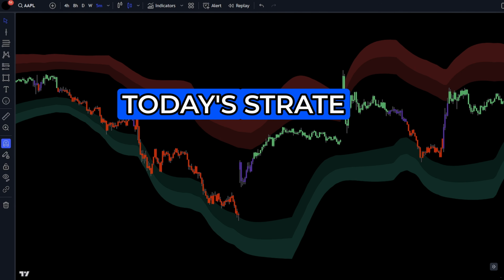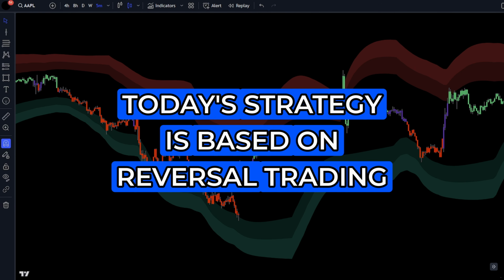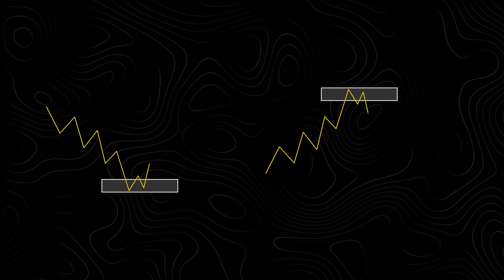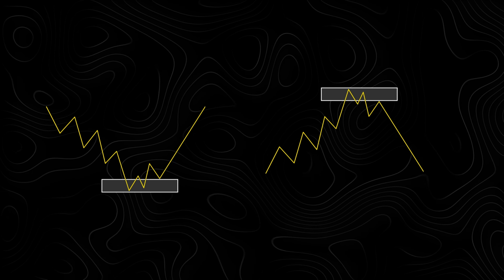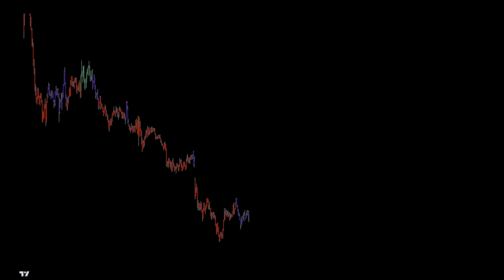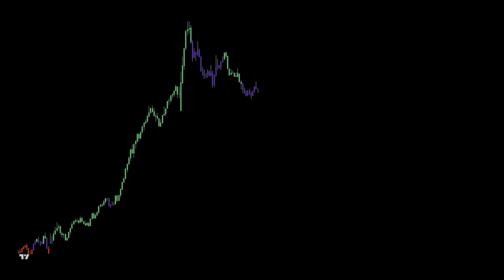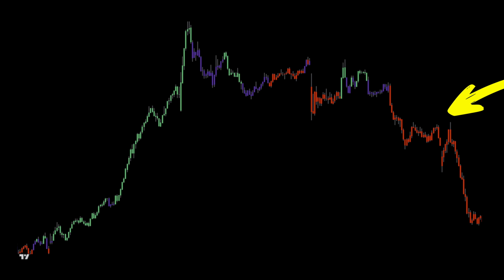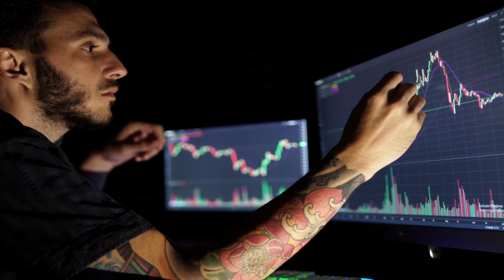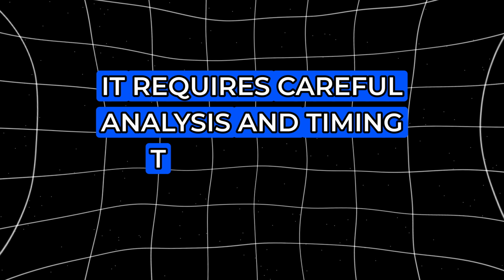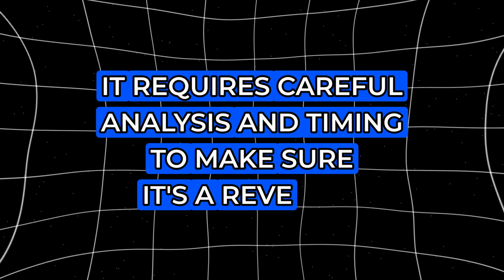Today, I'm excited to share a powerful strategy based on reversal trading. If you're not familiar with reversals, it's a technique where you enter the market when you anticipate a complete change in the prevailing trend. In simpler terms, you buy when a downtrend is about to reverse into an uptrend, and you sell when an uptrend is about to reverse into a downtrend. This approach allows you to capitalize on major market turning points and can significantly boost your potential profits. However, it requires careful analysis and timing to ensure that the reversal is genuine and not a temporary correction.